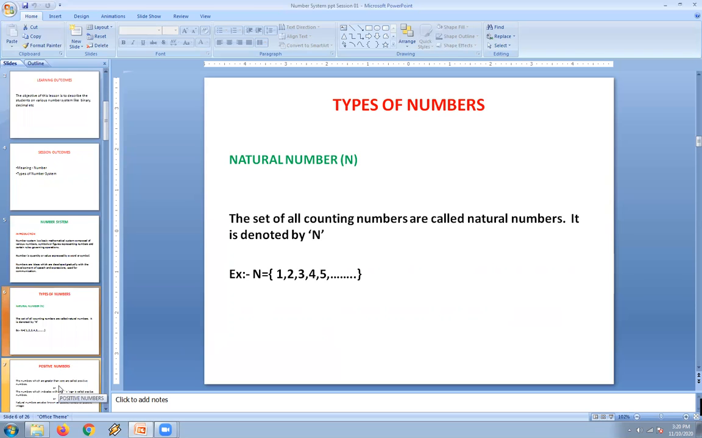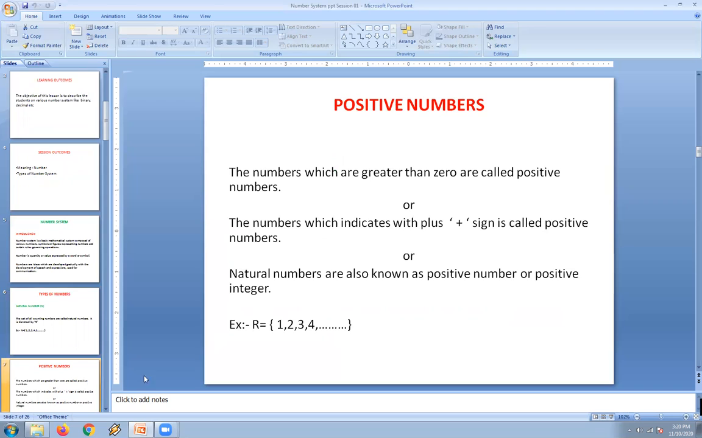The next one is the positive number. The numbers which are greater than 0 are called positive numbers, and the numbers indicated with the plus sign are called positive numbers. We can also say that natural numbers are known as positive numbers. Positive numbers are those greater than 0, or numbers indicated with the plus sign. For example, 1, 2, 3, 4.